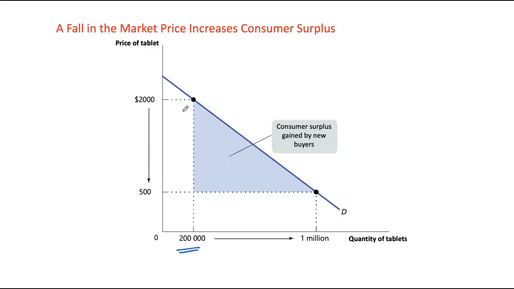Also note what's happening to the consumer surplus of your original buyers. Consumer surplus of your original buyers, which was just this tiny little triangle over here, has drastically increased by this area. And we can shade it.